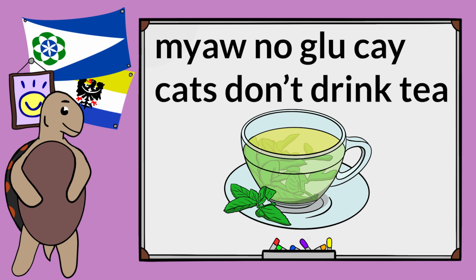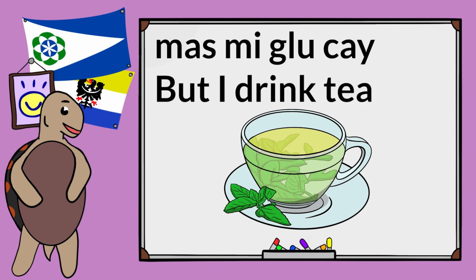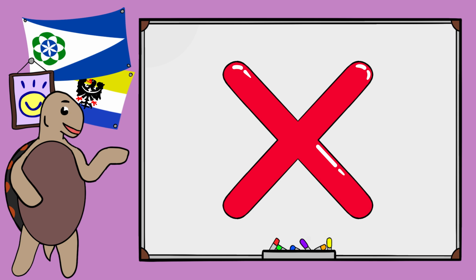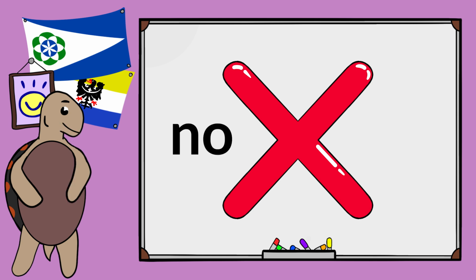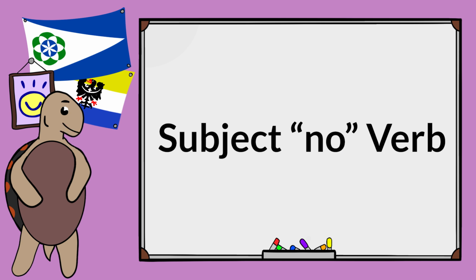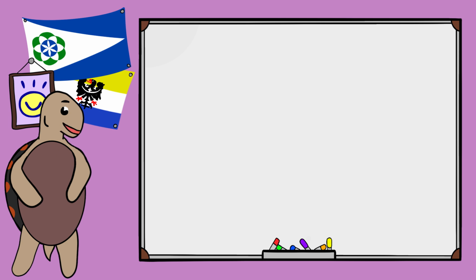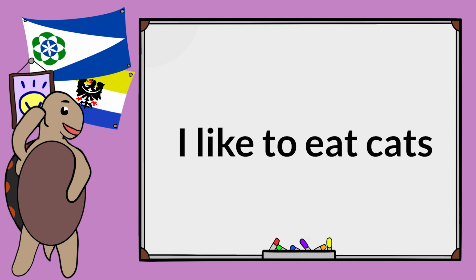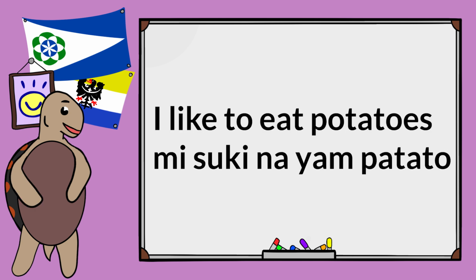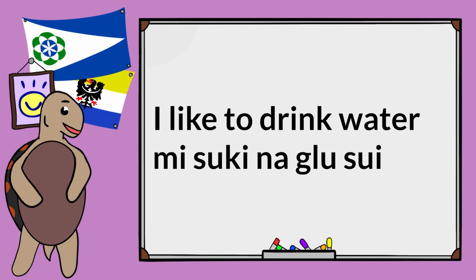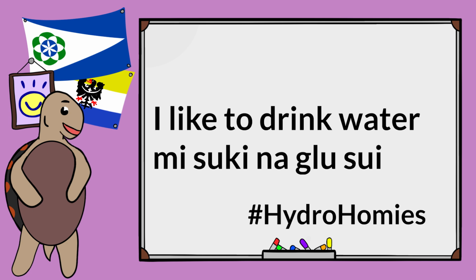Miau no glu chai. Cats don't drink tea. Mas mi glu chai, but I drink tea. Negation and saying no works very easily. You just say no. And you put it in front of the word you negate. That gets clearer with sentences with multiple verbs. Maybe you want to say, I like to eat potatoes. Mi suki na yam patato. Another example, mi suki na glu sui. I like to drink water.